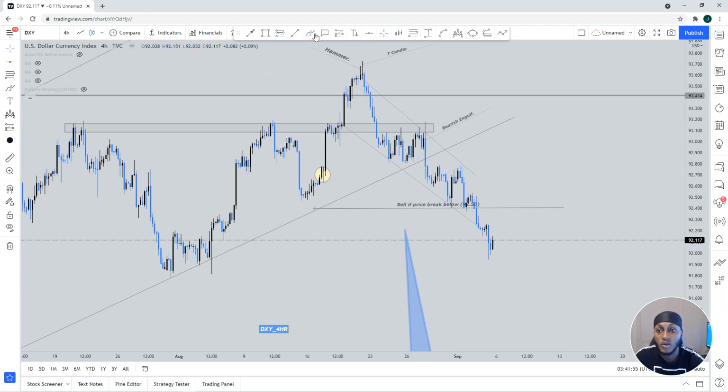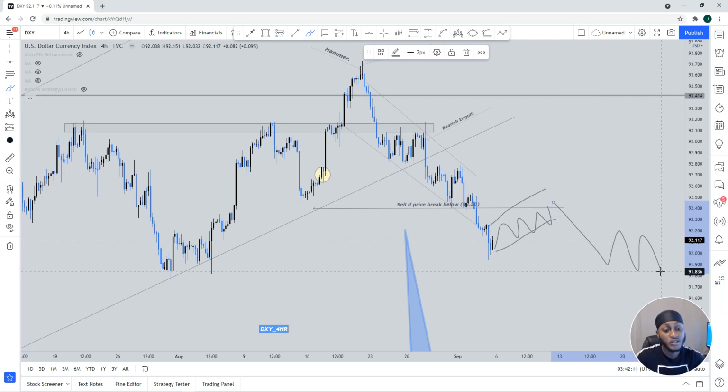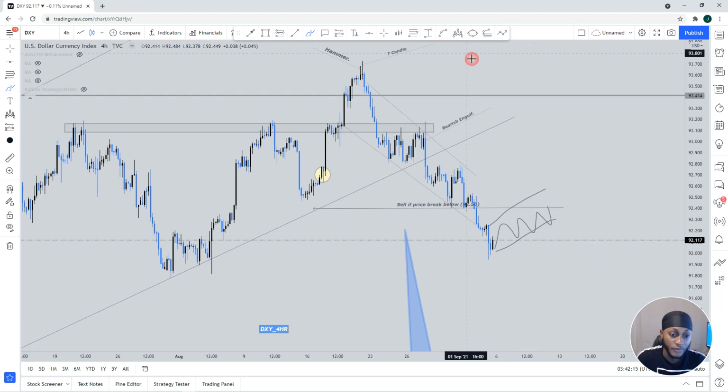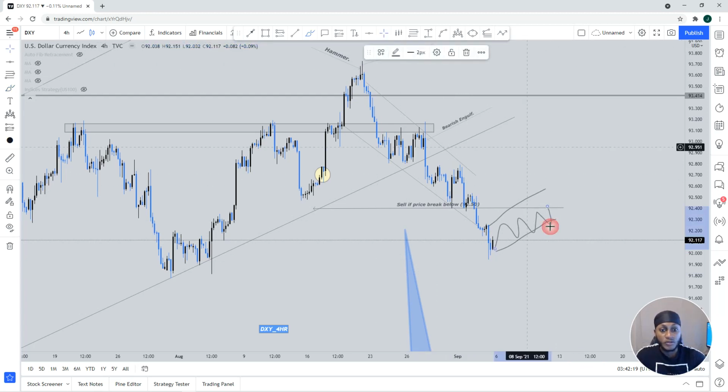So I'll be looking for some sort of formation, possibly like a bearish flag type formation pattern here. So I'll be looking for something like that, and then I'll possibly look for something like that, and then see price actually reject and start creating lower low formation towards the downside. So don't mind the drawing, but that's what I'll be actually looking for on the dollar index. So let's remove these drawings and then move on.